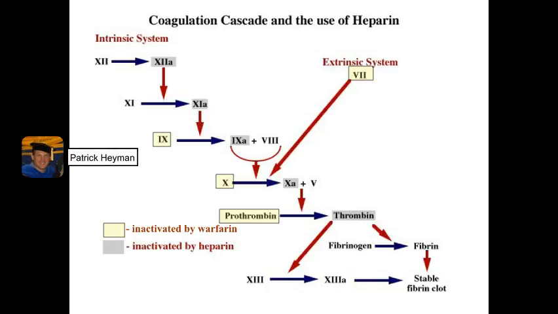When an endothelial cell is damaged, it's going to release tissue factor. Tissue factor gets together with factor 7 and cuts factor 10 into factor 10A. Factor 10A gets together with factor 5, which in turn is going to cut prothrombin into thrombin. Thrombin is going to cut fibrinogen into fibrin. Fibrin is going to bind to platelets, causing a stable clot.